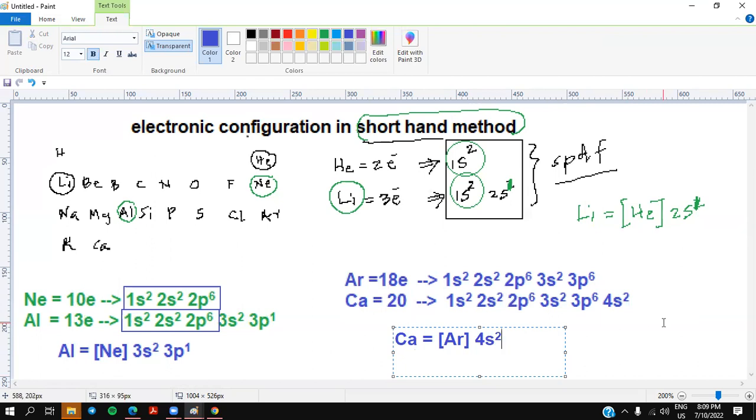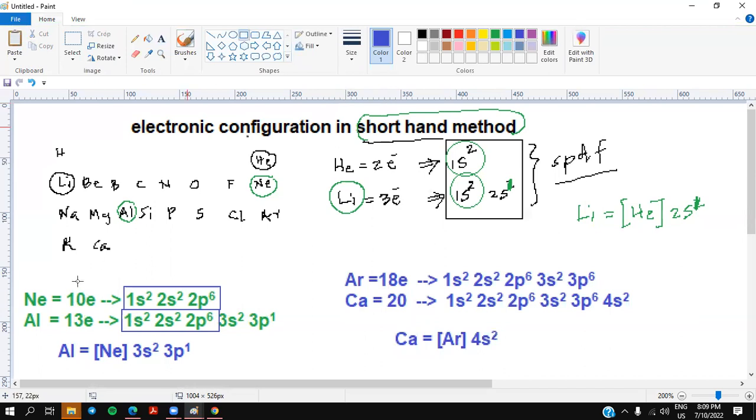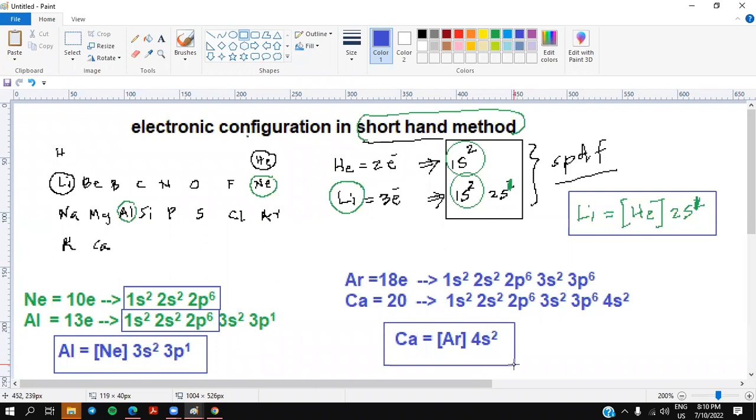This is exactly how we write electronic configuration for elements in shorthand method. This is shorthand method electronic configuration for aluminium. Here we can see shorthand method electronic configuration for lithium. And here, finally, we discuss shorthand method of electron configuration writing for calcium. Probably, if I add some colors to this, it can be seen very clearly. See how simple the work is.